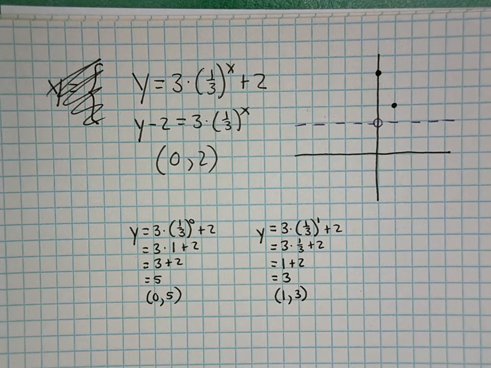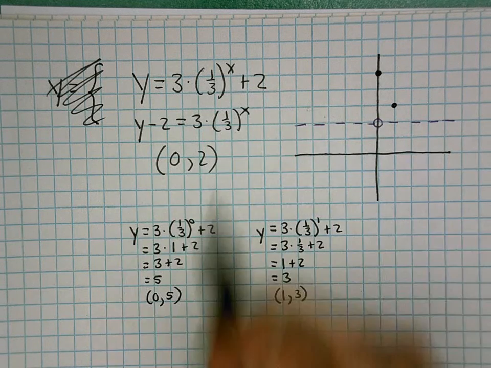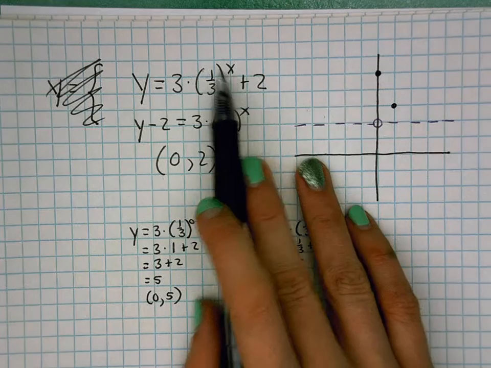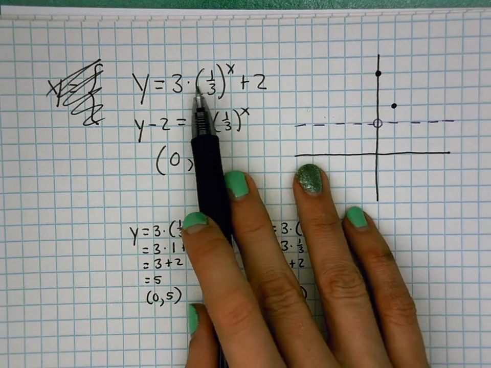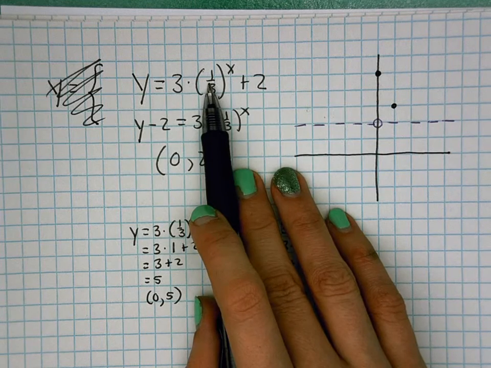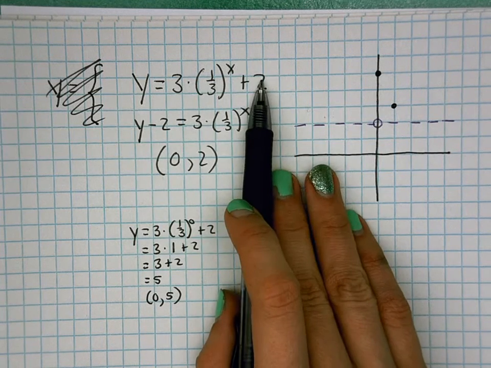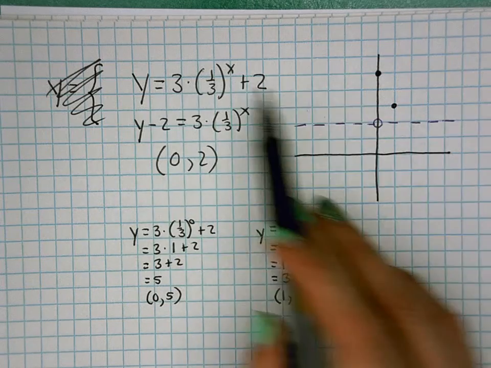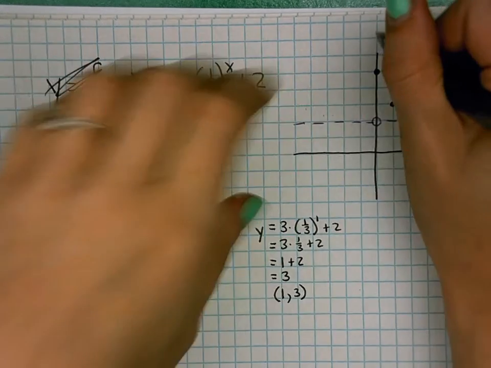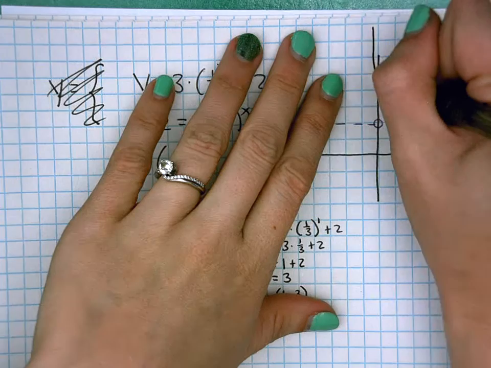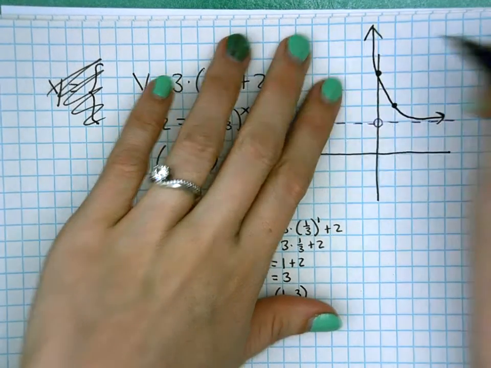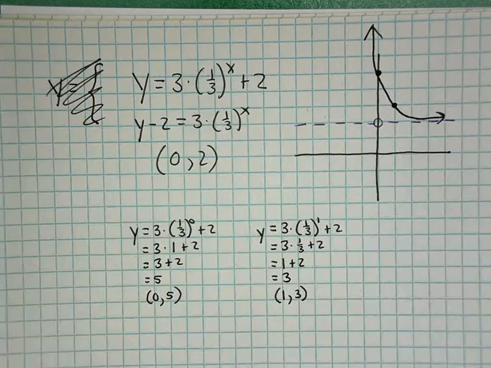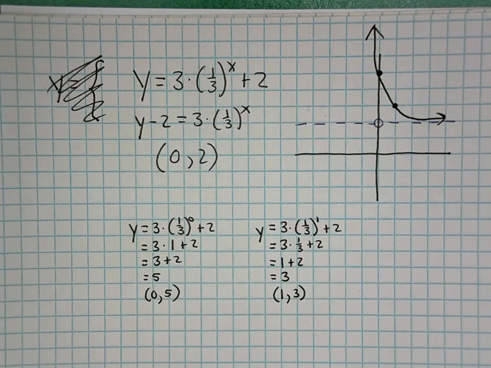Okay. If you had plugged in -1, -1 would flip this fraction, cause this 1/3 to become 3. 3 times 3 would be 9. Plus 2 would be 11. So when x is -1, y is 11. So that would put us pretty far up on our graph here. Yeah. That gives us our exponential, or a sketch of our exponential.